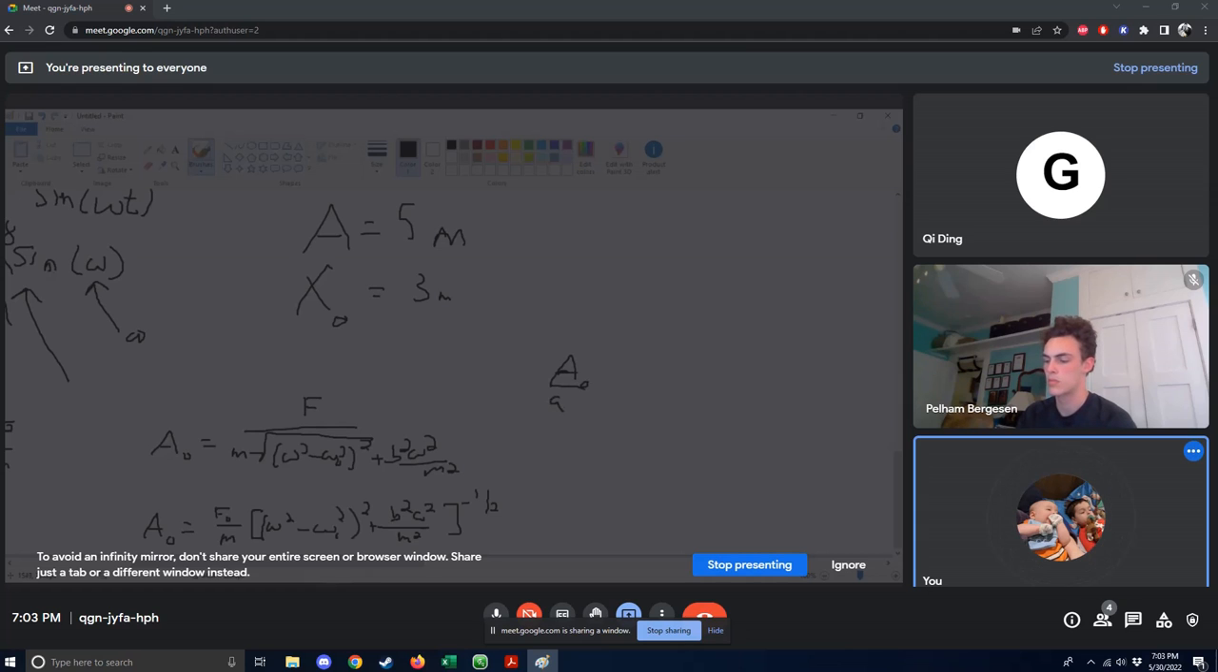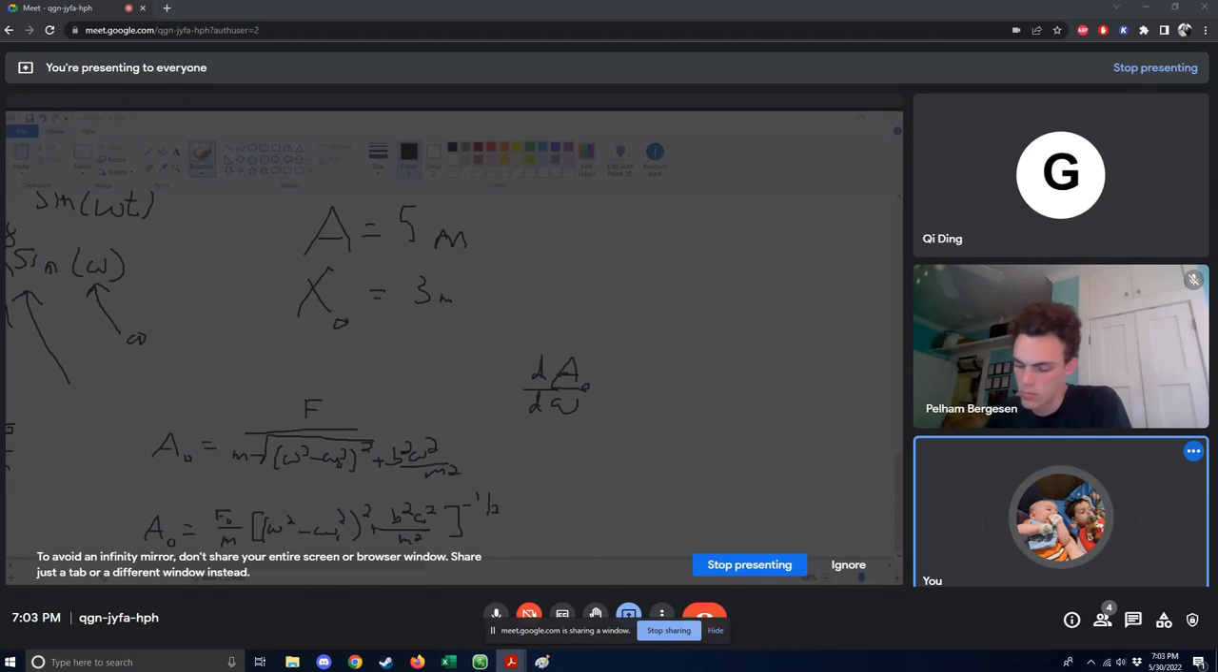Since they want to find where, what was the phrasing, where the maximum peaks are? Is it maximum or minimums? Oh, just show that it peaks at that. Okay. So you need to find where the peak is, which is when the derivative is equal to 0. So you take this and set it equal to 0.